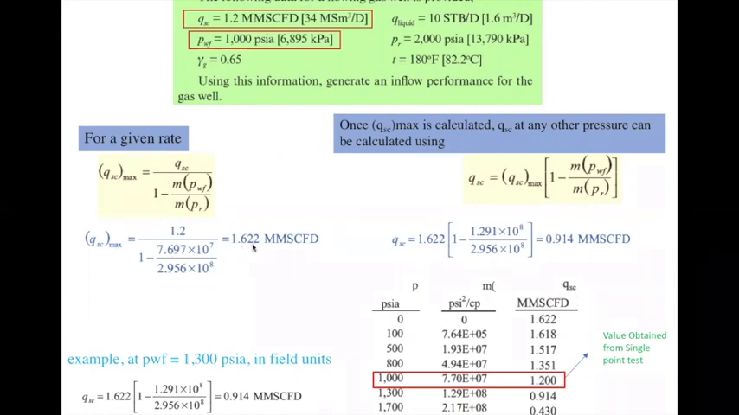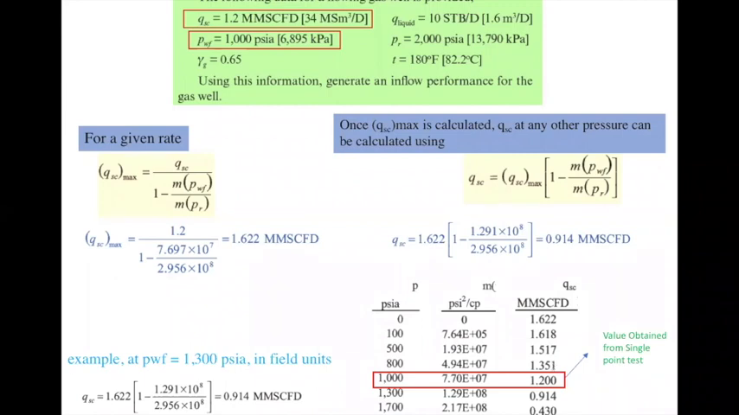Once you have this QSC max, you have to use this equation on the right hand side, where you can find out any value of QSC for the corresponding value of MPWF. Now this QSC max is known, therefore you can find out any value of QSC for any value of MPWF. In this way you can generate a deliverability curve, and you see in the table below that for different pressures we are able to find different QSC. Now once you have this data, you can plot your deliverability curve. This is known as single point test.